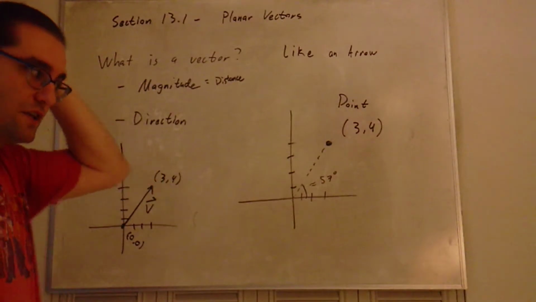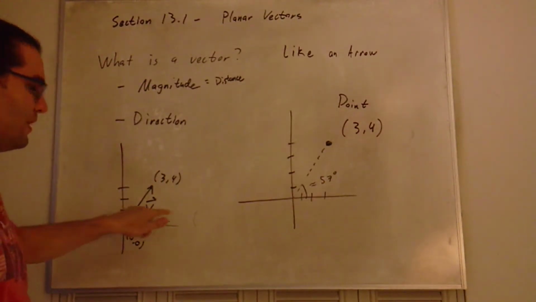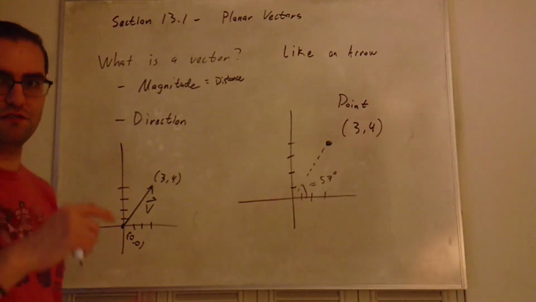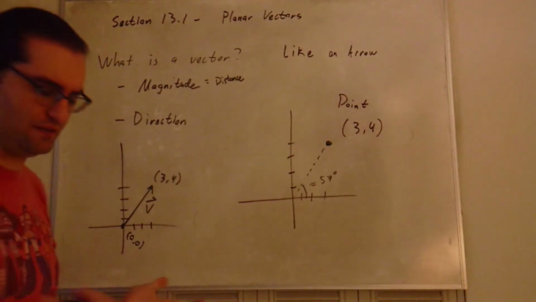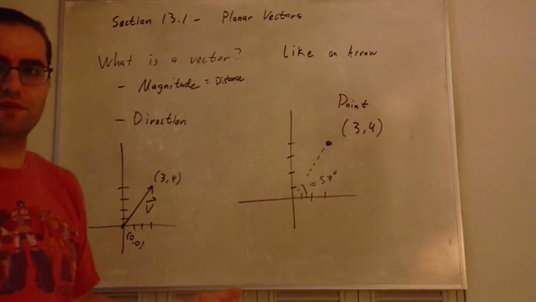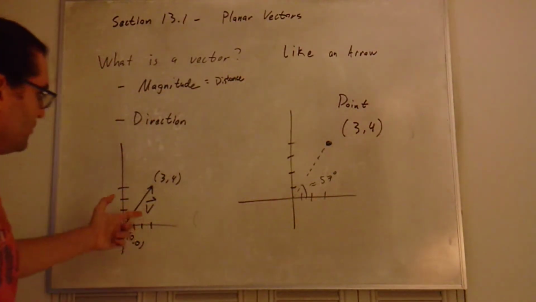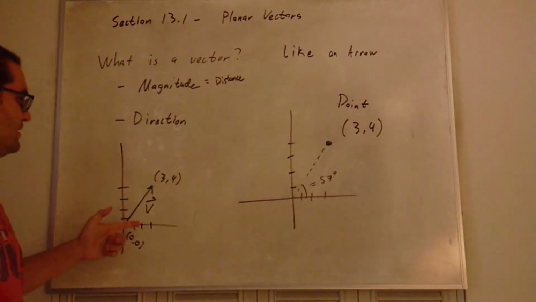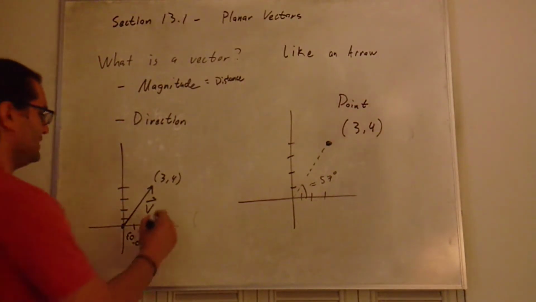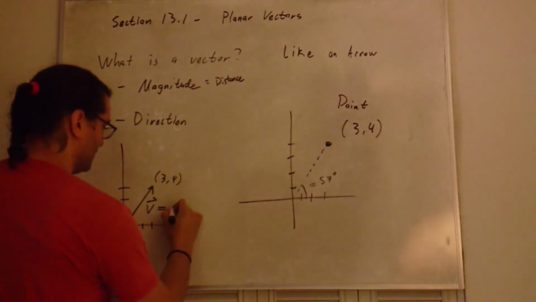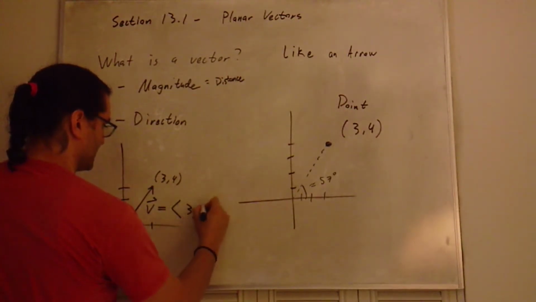The book is going to alternate between writing vectors using this little arrow-shaped hat, and sometimes it'll just write vectors in bold. I can't write bold with my markers. I only have one size of marker, so you don't get bold. But this is the vector v that goes from 0, 0 to 3, 4. We're going to use triangular brackets, and we're just going to call it <3, 4>.